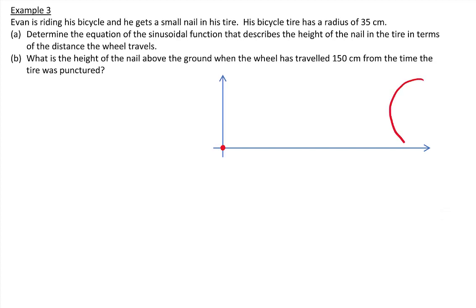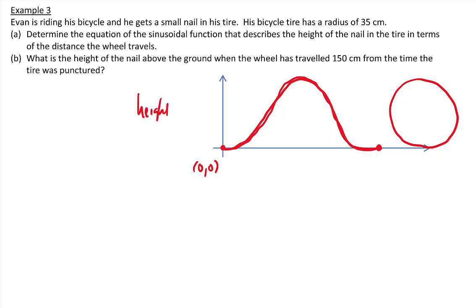So imagine we have a tire. The nail hits the tire here at 0, 0. It's then the nail is going to rise to the top of the tire, come back down towards the bottom. So it's going to make this sinusoidal function. So now what we're doing is we're comparing the height in centimeters versus the distance the nail travels, and that is also in centimeters.